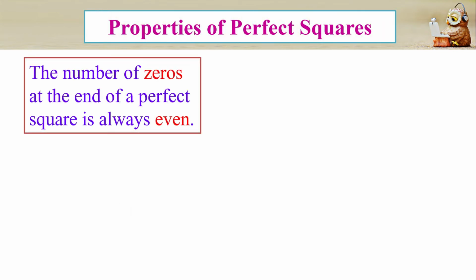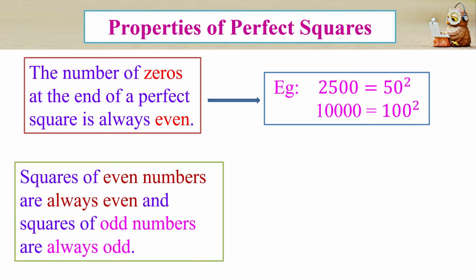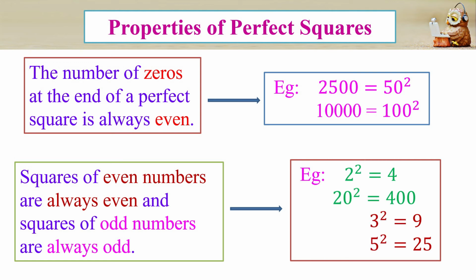Next property. The number of zeros at the end of a perfect square is always even. For example, 2500 is equal to 50 squared, 10,000 is equal to 100 squared. Squares of even numbers are always even and squares of odd numbers are always odd. For example, 2 squared is equal to 4, 20 squared is equal to 400. 3 squared is equal to 9, 5 squared is equal to 25.